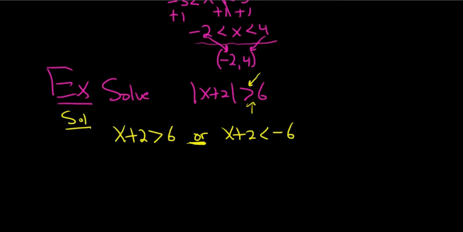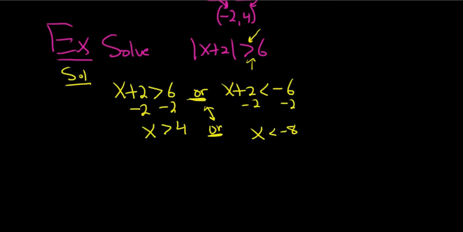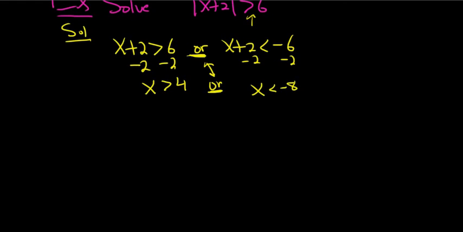Okay, it takes some effort to learn this stuff. So this is probably one of the harder things. Then subtract 2. So you get x greater than 4. Or you don't have to keep writing the or, but I wrote it again for fun. Then x less than -8. Now, whenever you have the or, you're going to get a union every single time.